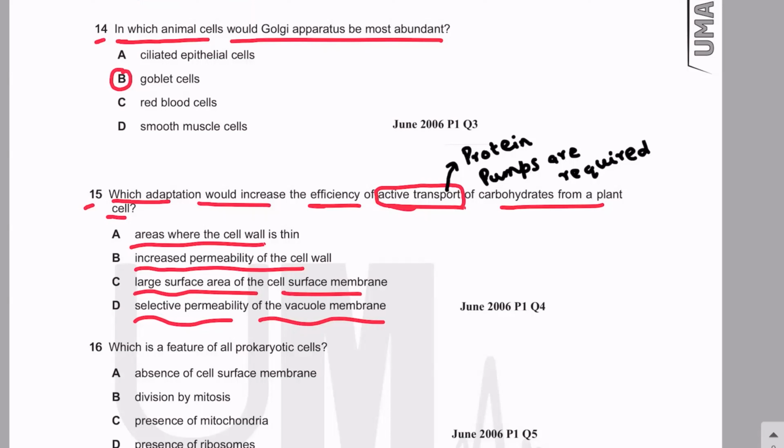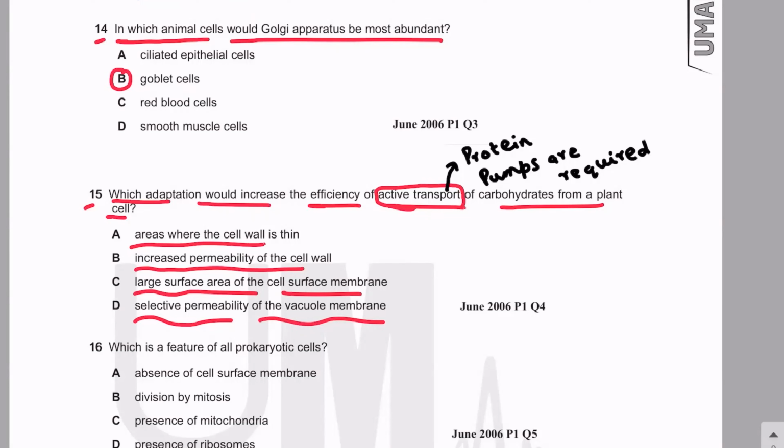And even if the active transport occurs through the vacuole membrane, what has selective permeability to do with the active transport? We are right now talking about the efficiency of active transport. Always remember this point, that efficiency of active transport is increased by the large surface area of the membrane and more protein pumps. Obviously, when there will be large surface area of the cell surface membrane, there will be more membrane. Do you get this point? Whenever there is large surface area, there is longer length of the membrane, and there can be more space and more protein pumps will be accommodated. So more active transport will occur.